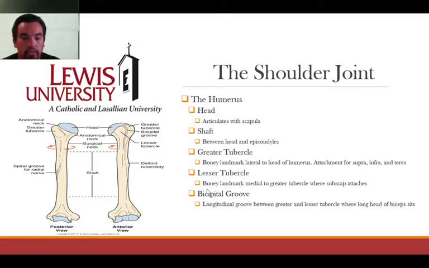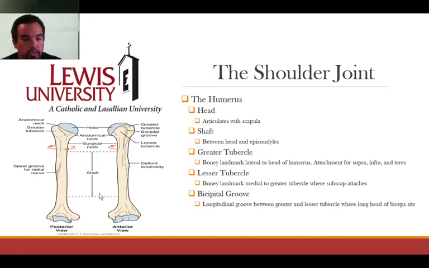Then you have the lesser tubercle, which is more medial to the greater tubercle, and that is where the subscapularis muscle attaches. And when you look between, as we work on our palpations in class, you'll be able to feel a little depression between the greater tubercle and the lesser tubercle, and that is where your bicipital groove goes. So a lot of times you get a lot of biceps tendonitis in that area.